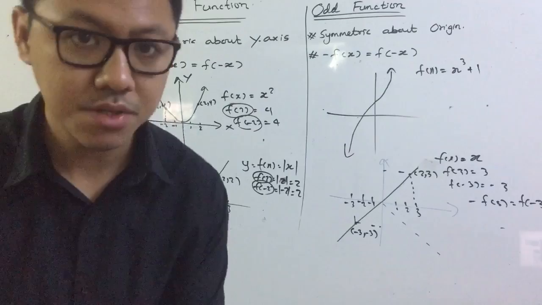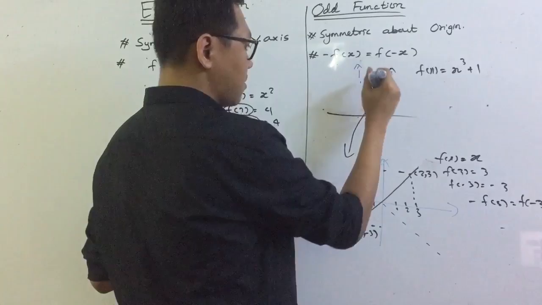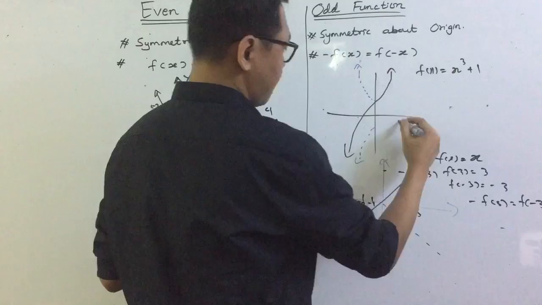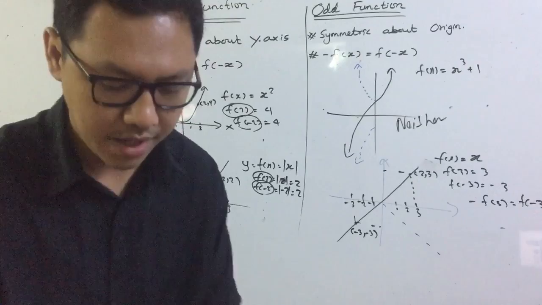Let's do it here. So if you reflect it in the y-axis, it will go this way. And if you reflect it in the x-axis, it will go this way. So this is neither. Neither an odd nor an even function, okay? So let me explain some more examples. Let me erase this first.